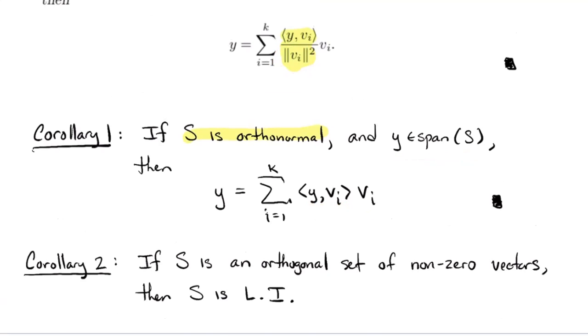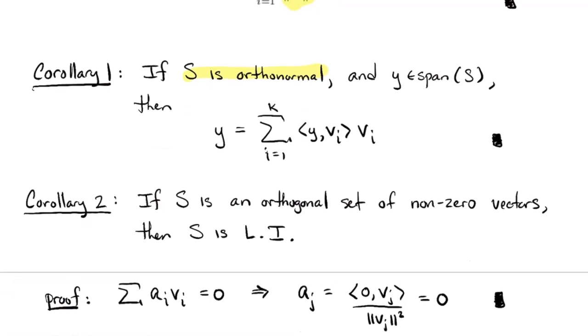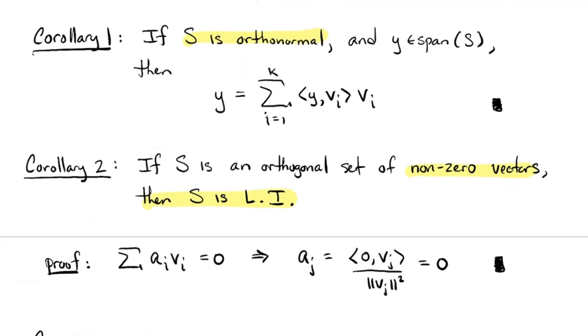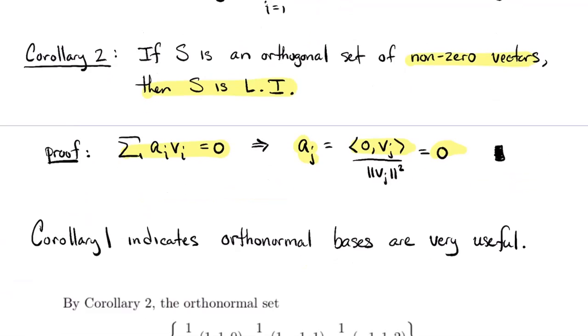One more bonus of this is that any orthogonal set of non-zero vectors is linearly independent. That's the second corollary. Why is it linearly independent? Well, if you take a linear combination of those elements in S and you get 0, well, the theorem implies that the jth coefficient in that linear combination is the inner product of 0 with Vj over the length of Vj squared, but that's 0. So if all the coefficients are 0, the set was linearly independent. So that's kind of a nice bonus. If you have an orthogonal set of vectors, none of which are the 0 vector, then that set is automatically linearly independent.